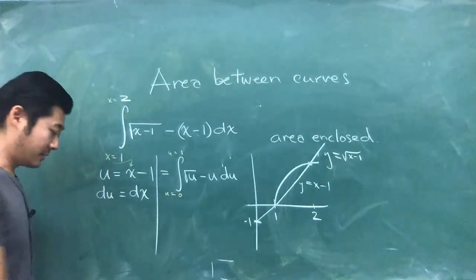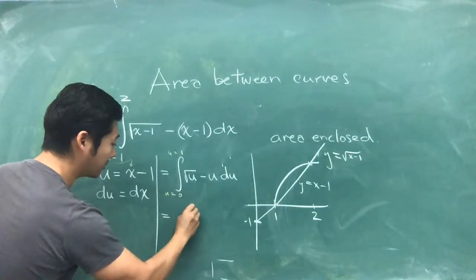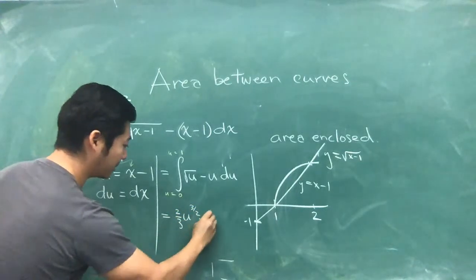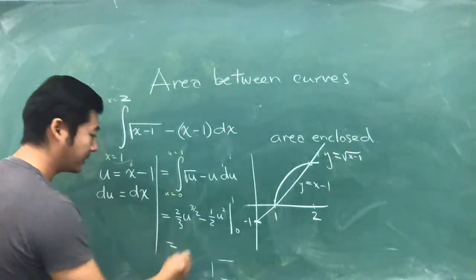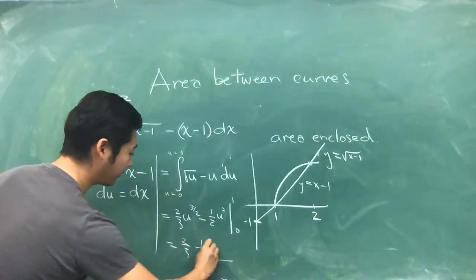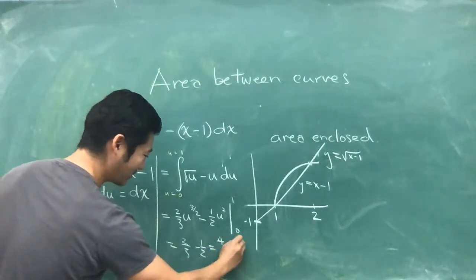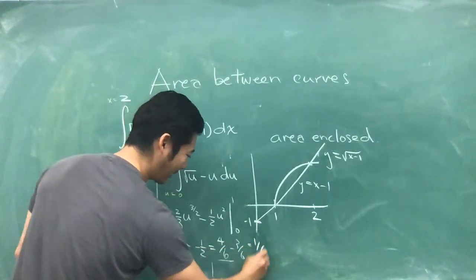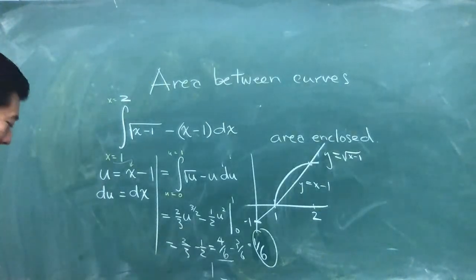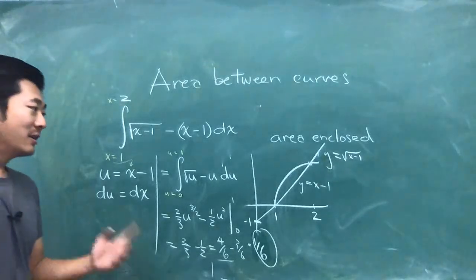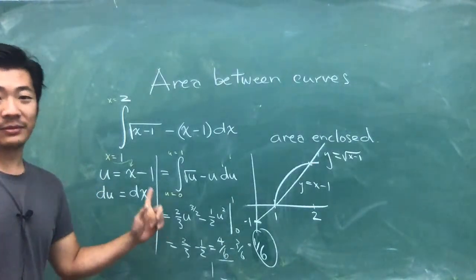And then you just integrate. So the antiderivative of u to the 1/2 is u to the 3/2 times 2/3, minus 1/2 u squared. And then you plug in 1 and 0. So that's just 2/3 minus 1/2, which is 4 over 6 minus 3 over 6, so 1/6. And so that's how you do that. That was not too bad. But now let's do it using dy integration, for the same problem, just for practice.